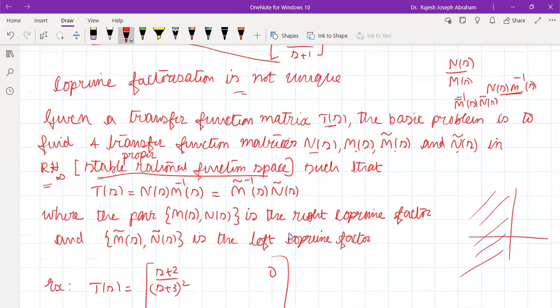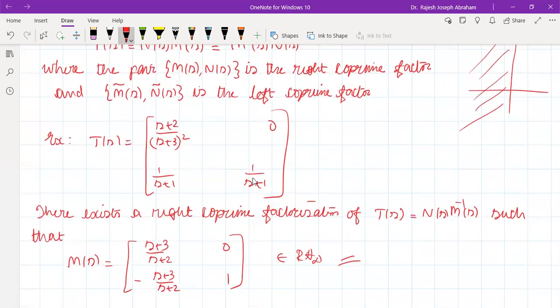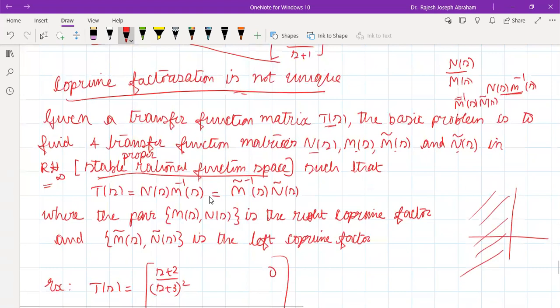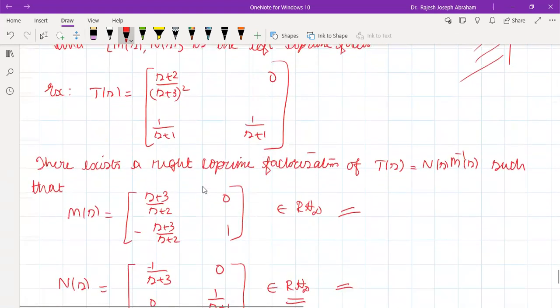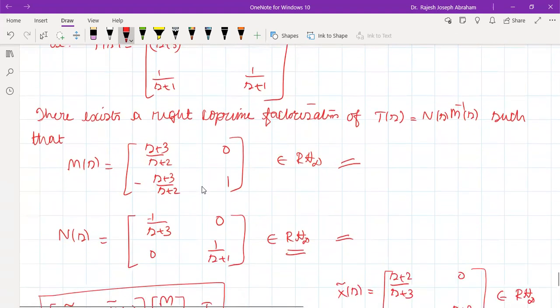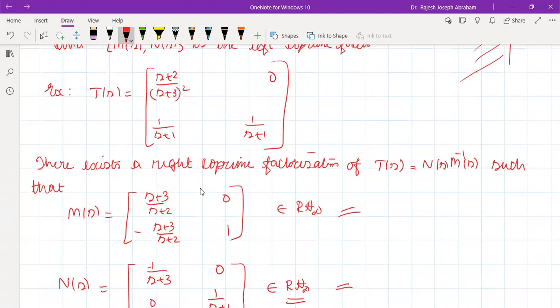Okay. These coprime factors, they need not be unique actually. So here you are given our transfer function like this: s plus 2 by s plus 3 whole square, 0, 1 by s plus 1, 1 by s plus 1. So suitably you have to choose M and N such that they are stable, proper, rational function. That's all. This is just one example. There may be infinite possible examples. Say for example, instead of s plus 2, you can take here s plus 4 or s plus 5. That's also valid.